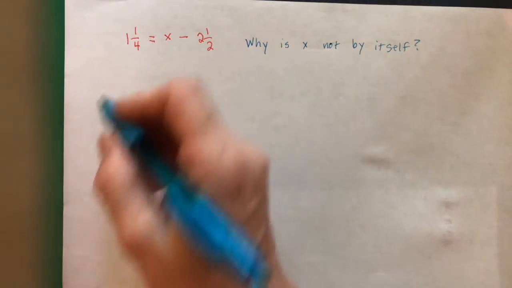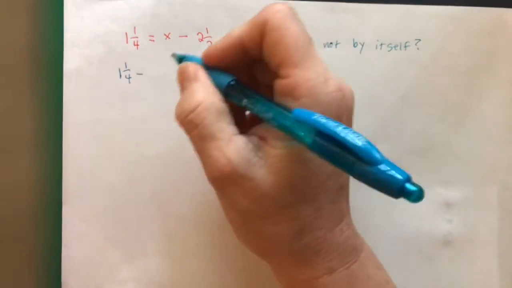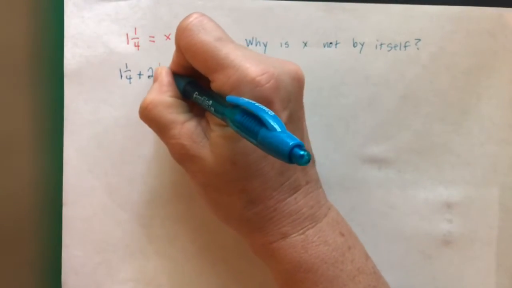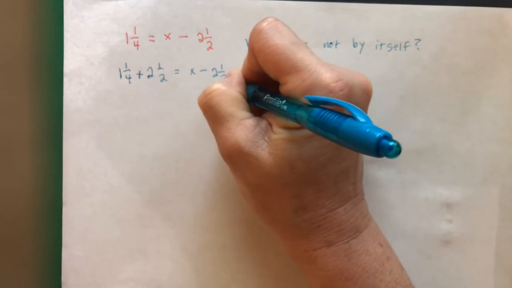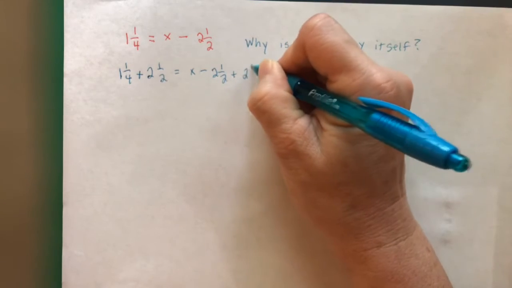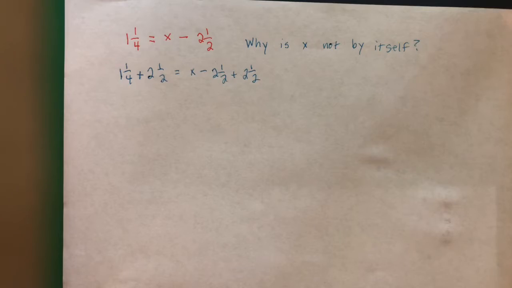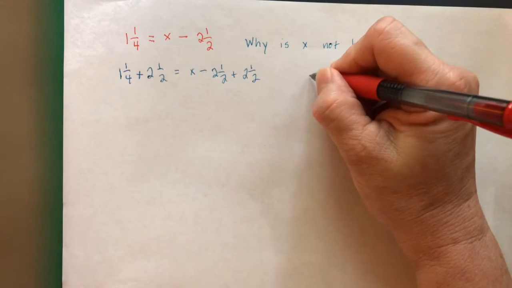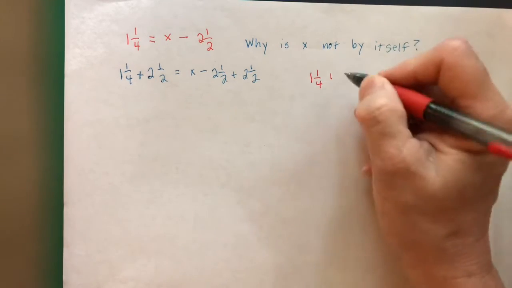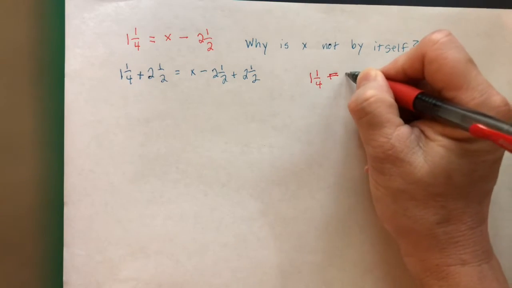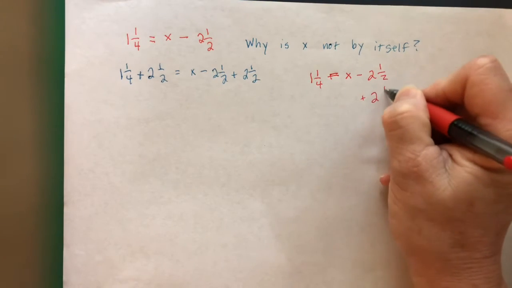So I'm going to do this: 1 1/4 plus 2.5 equals x minus 2.5 plus 2.5. Now, I know some people are more comfortable writing their numbers underneath, 1 1/4 equals x minus 2.5, and they're more comfortable adding like this.